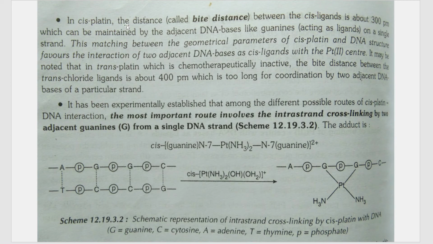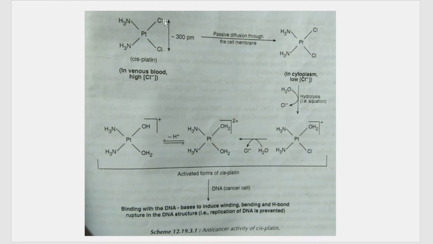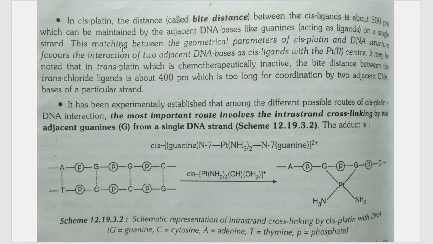Step number one is the bite-sized distance between the two cis ligands in the cisplatin, which is 300 picometer. So I have already shown you in the structure that the distance between the two chlorine atoms of the cisplatin is 300 picometer. That's what they are telling here. It is 300 picometer, and the same can be maintained by the adjacent DNA bases like guanine. Here can you see G and G? These two are the guanine bases of the DNA. So this distance between the two chlorines of the cisplatin is 300 picometer, and the distance between the two guanines of the DNA chain is also 300 picometer.